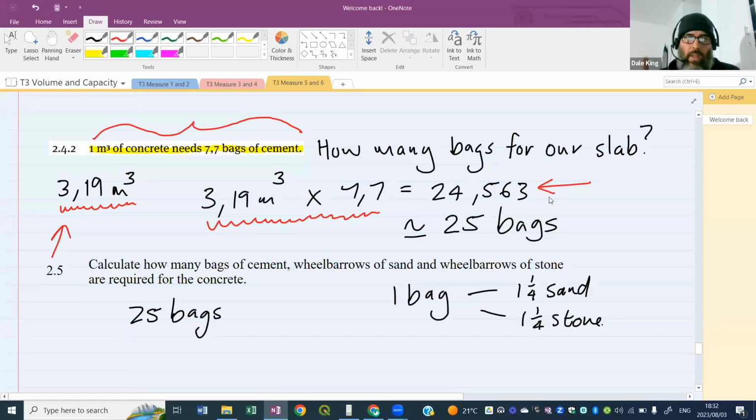But if you go to the shop, you will never be able to buy 0.563 of a bag of cement. If you go to the shop and tell the person, hey, I need 0.56 of a bag of cement, they're just going to laugh at you. You can never buy 0.56 of a bag. You have to buy whole bags. So we round this up to 25 bags, and then we'll have enough bags for the job.